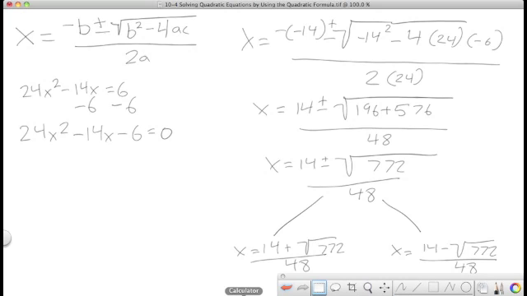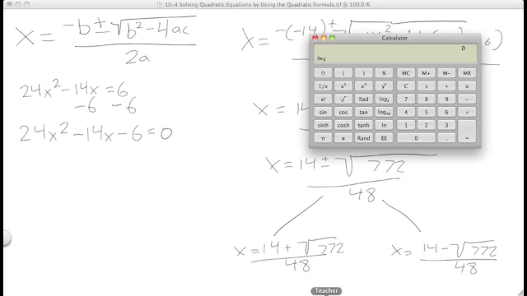So once you get to this point, you are going to have to use your calculator to solve the rest of this. Because we don't know what the square root of 772 is, it's best that we use our calculator. So we're going to go ahead and do this one first on the left, the addition one. So we're going to punch in 14 plus the square root of 772, and we're going to divide that by 48.